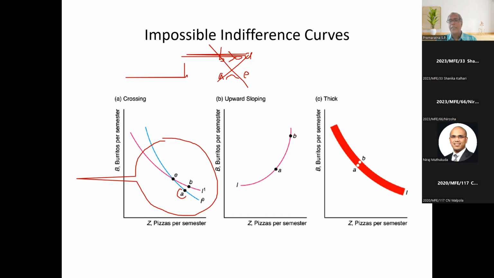And also, the higher the bundle, the higher the preference. In that way, a positively sloped indifference curve is also ruled out. And here, thick indifference curves are another case. If you look at the two bundles at both edges, they must give different satisfaction.